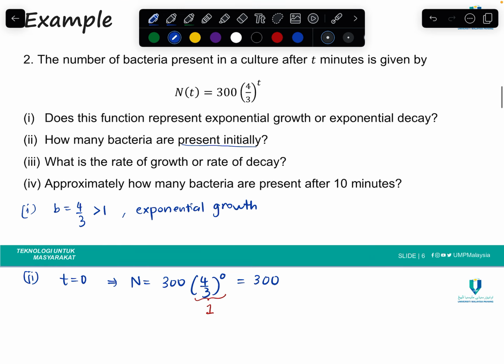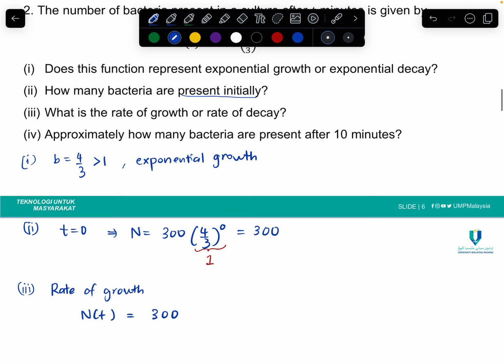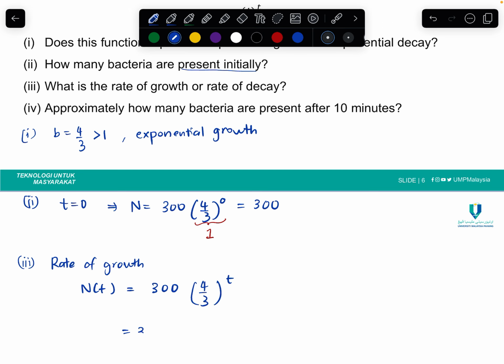Question 3. What is the rate of growth or rate of decay? For this case, we want to find the rate of growth. So, the equation should be written like this. This is the original function given by the question. And we must write the bracket in terms of 1 plus what, power of t.